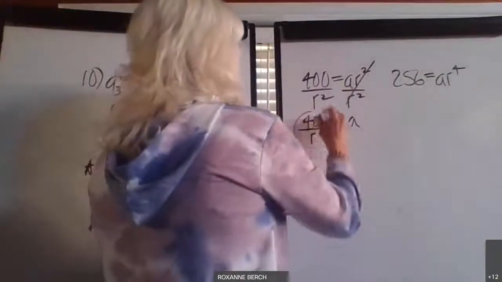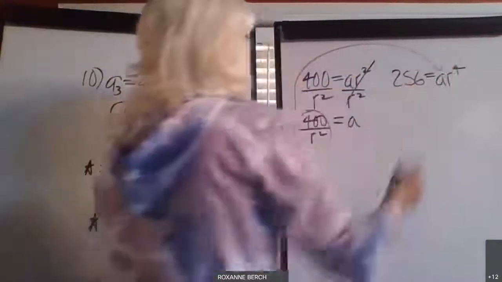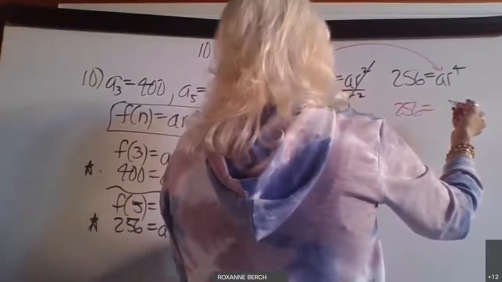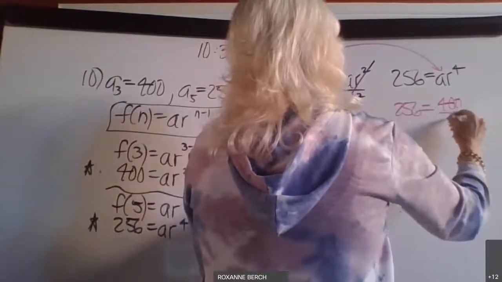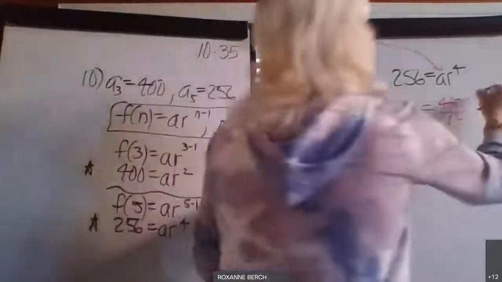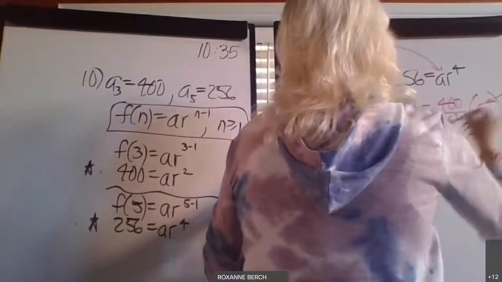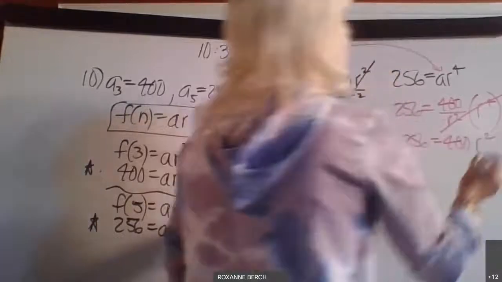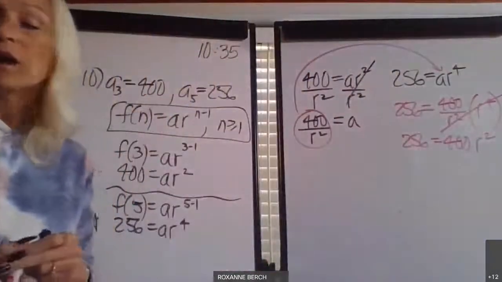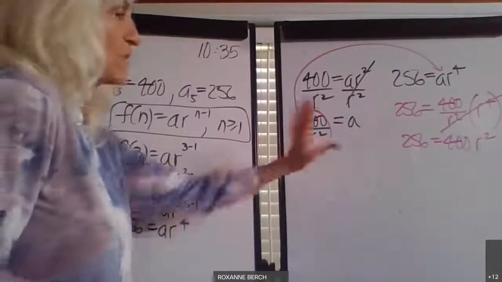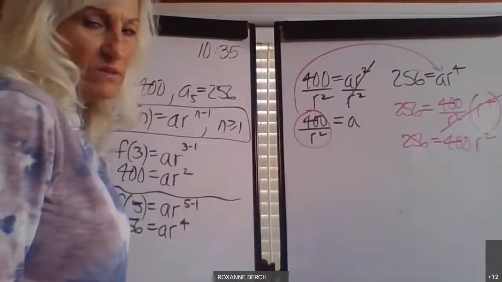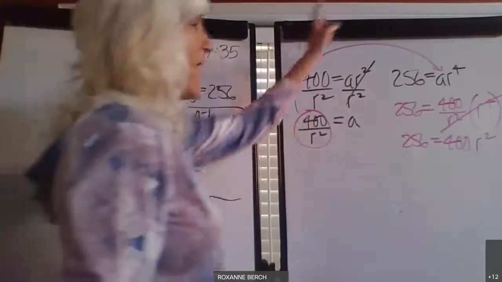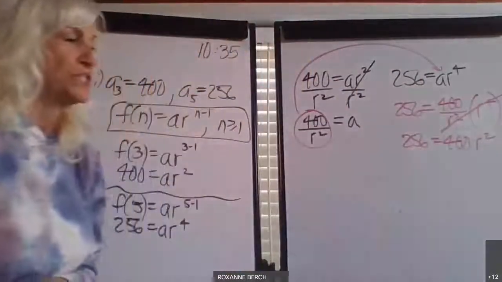So you're taking this and putting it in for A there. So what you get is 256 equals A, which is 400 over R squared, because you're putting that in, times R to the fourth. So what happens is that cancels and you get 400 R squared. Now you solve for R. So like I said, for the first one, you solve for the easiest variable. So you would be solving for A. You're going to substitute that in for A over there, and you cancel those two.